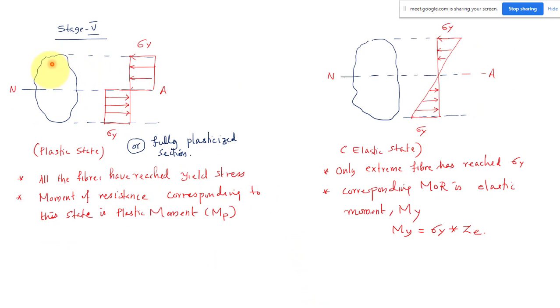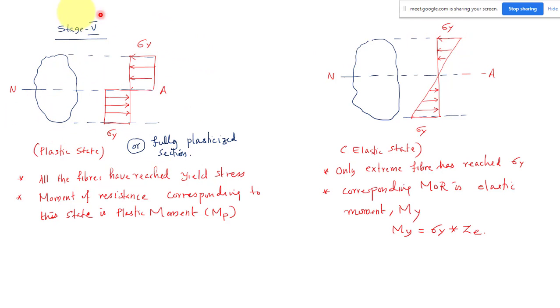This is the conclusion we can say at stage 5. In stage 5, the section is fully plastic. Fully plastic means your stress will be like this: above the neutral axis I have uniform compressive stress, and below the same thing, tensile stress. Every fiber has reached the yield stress sigma y. Whereas in the elastic state, what is the difference? Only the extreme fibers have reached the yield stress. All the remaining inside fibers will have stress values very much lesser than your yield stress.